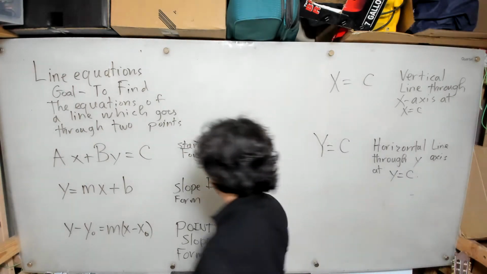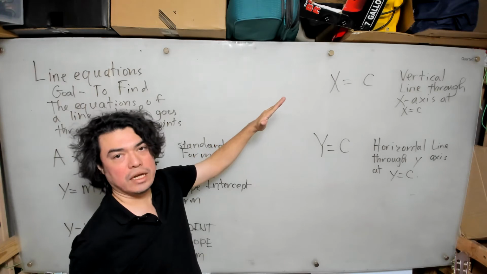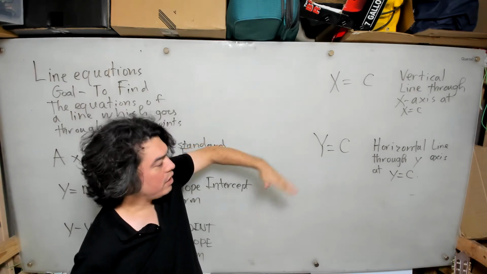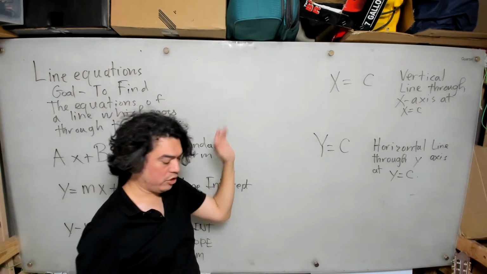If a line tilts like this, right, then it's going to have a positive slope. If it tilts like this, negative. If it's horizontal, it'll have a zero slope. And if it's vertical, it'll have an undefined slope. Okay.